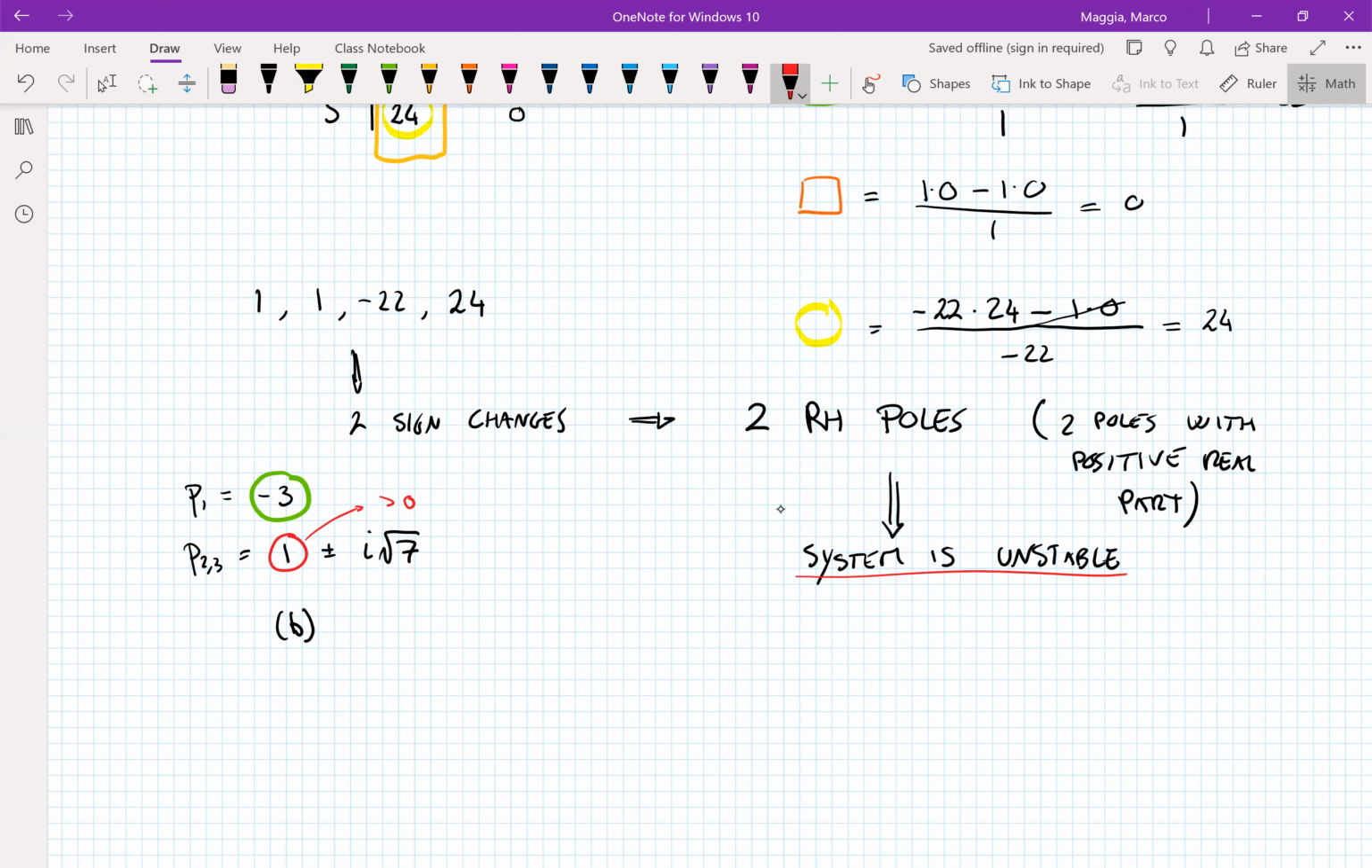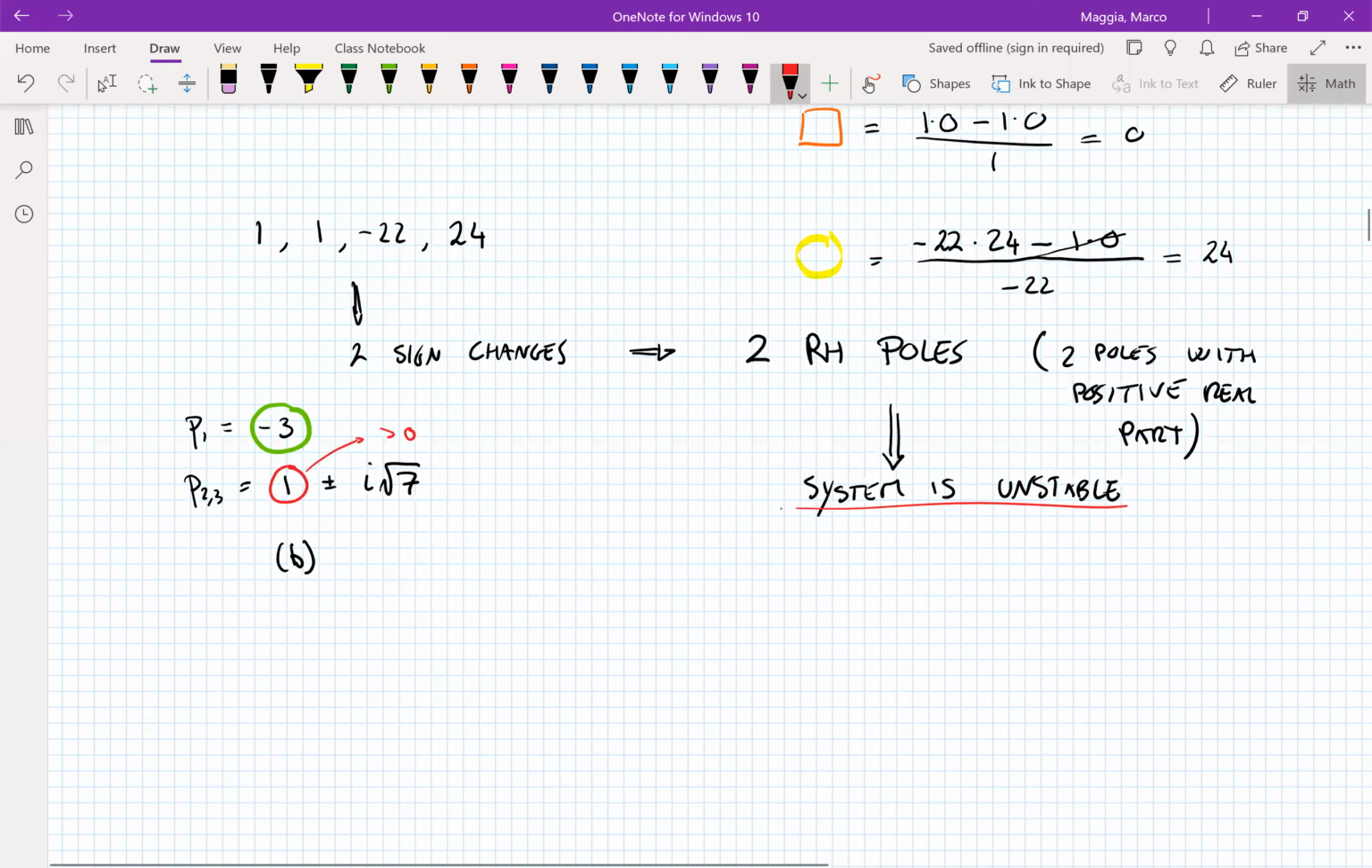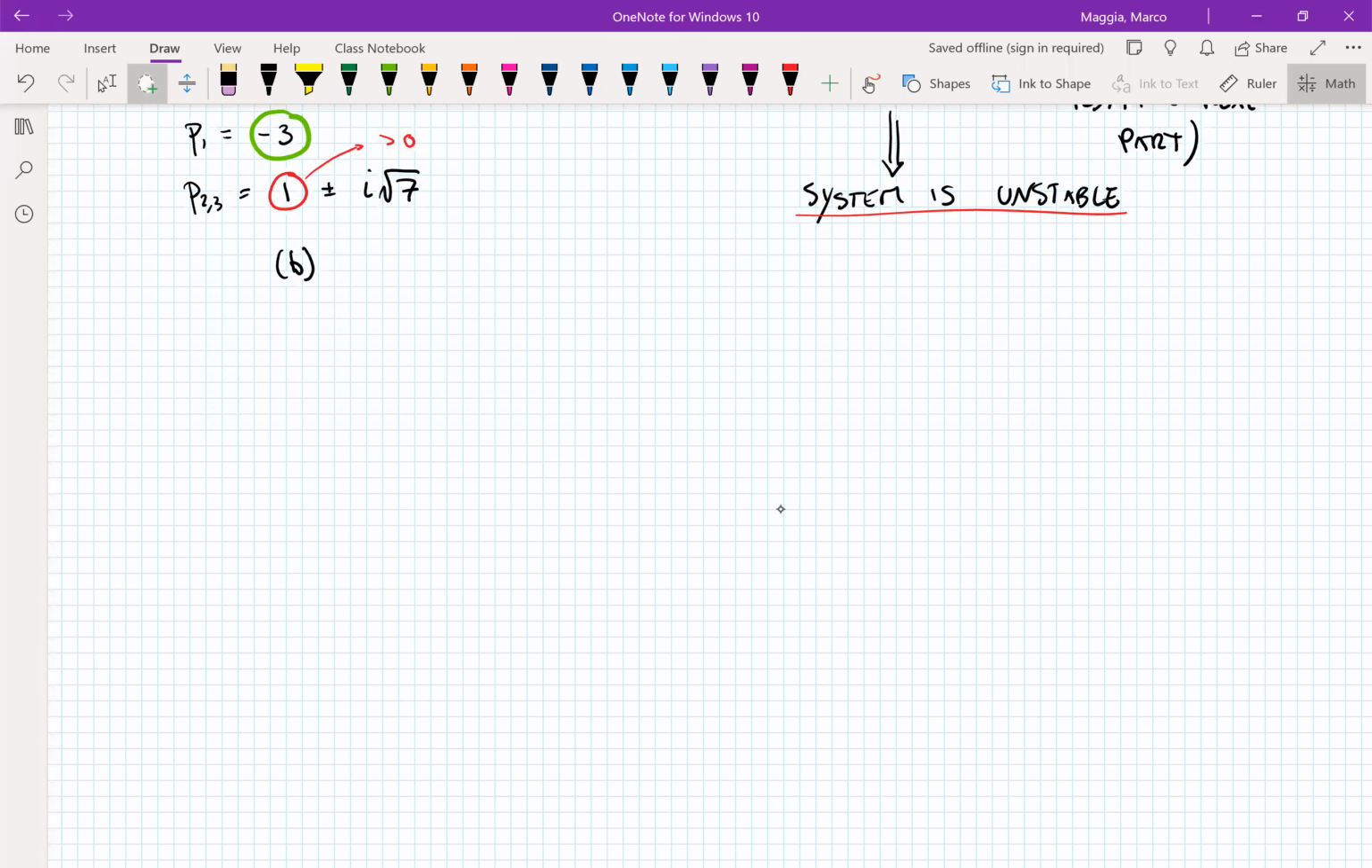So the Routh-Hurwitz criterion tells you how many poles are on the right half plane, but it doesn't tell you where exactly they are. Otherwise, if you already knew that, the Routh-Hurwitz criterion would be kind of useless. All right, let's move on considering another example.